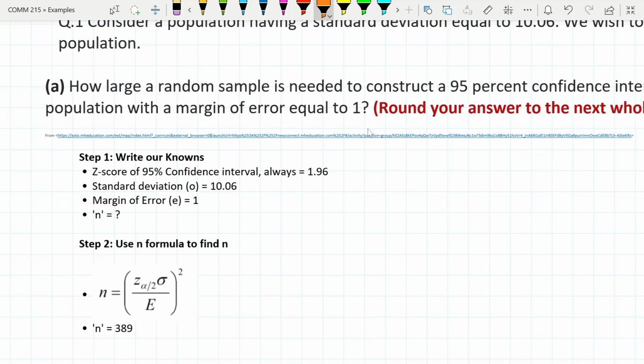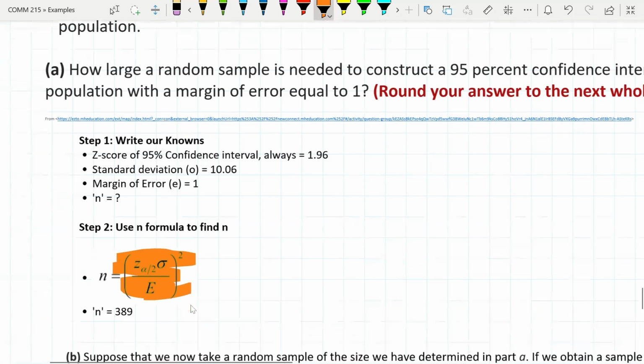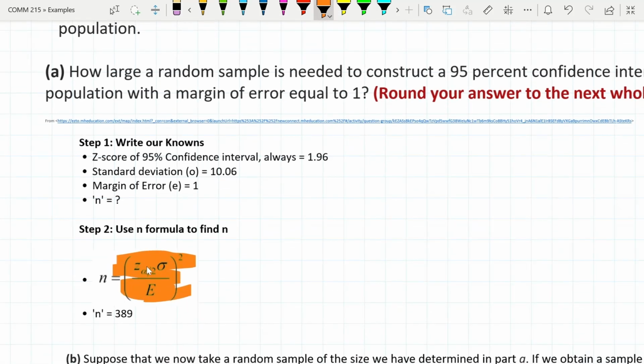So step 2, use the n formula to find our sample size, n. So n is equal to this formula over here. Once you plug our z in, this is just z times standard deviation, divided by our margin of error e, which is equal to 1, and then we square it. So n is equal to 389. So that's our sample size.